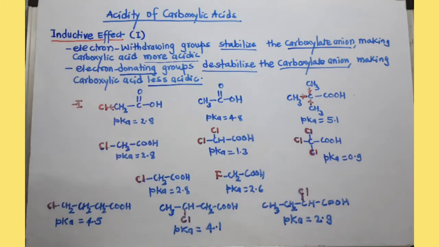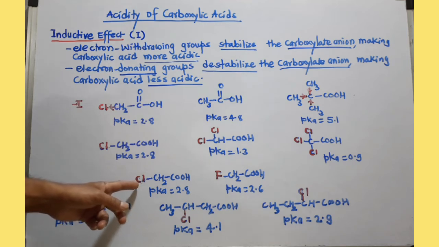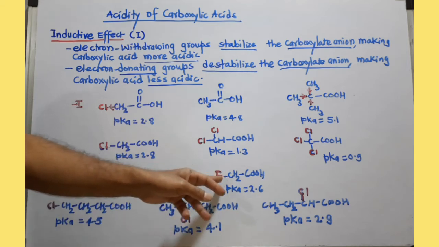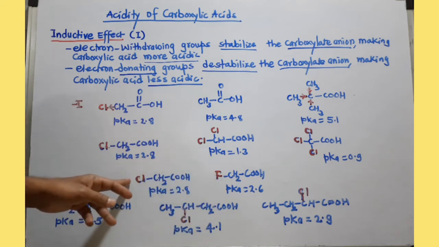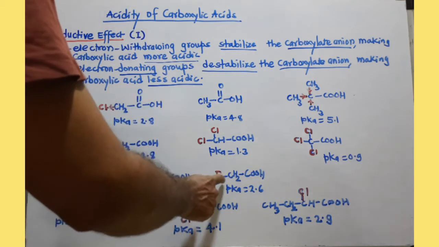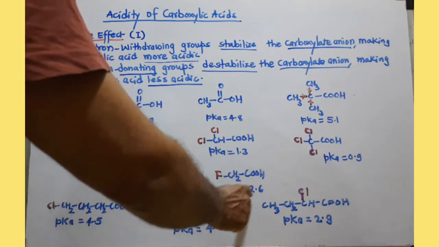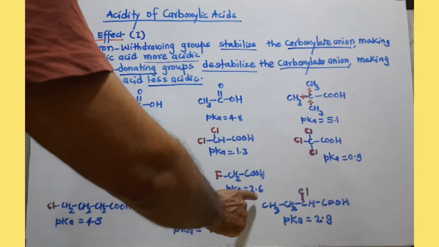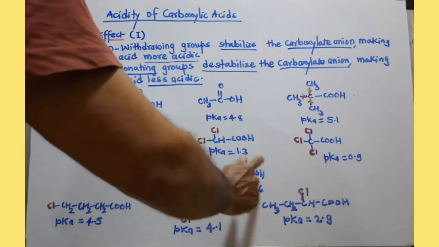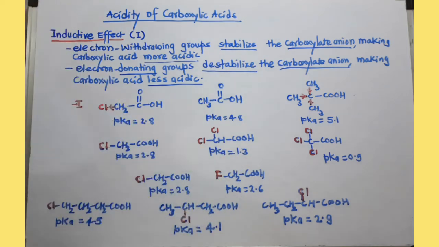One more example you can see here: in the first example I used Cl and another is F. The electronegativity of F is more as compared to the electronegativity of Cl. That means the electron withdrawing nature of F is more or stronger. So it makes this acid more acidic. The pK value you can check is 2.6, slightly decreased. So fluoroacetic acid is more acidic as compared to chloroacetic acid because F is more electronegative.